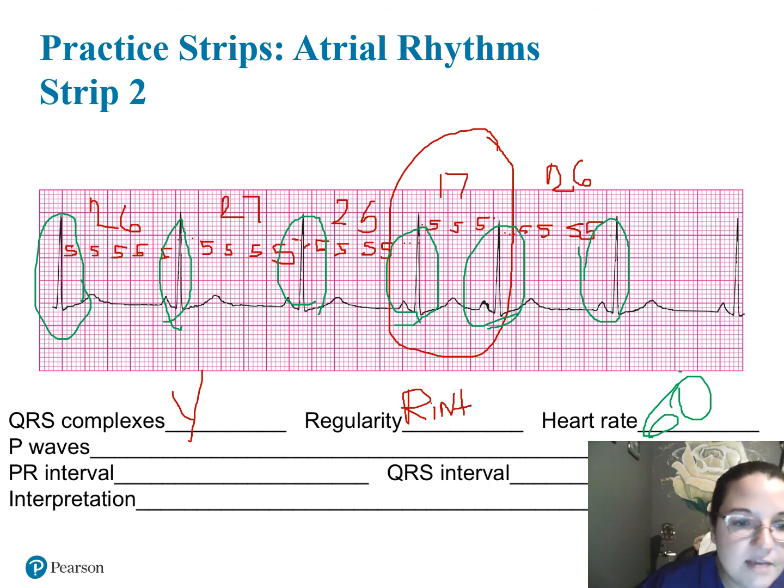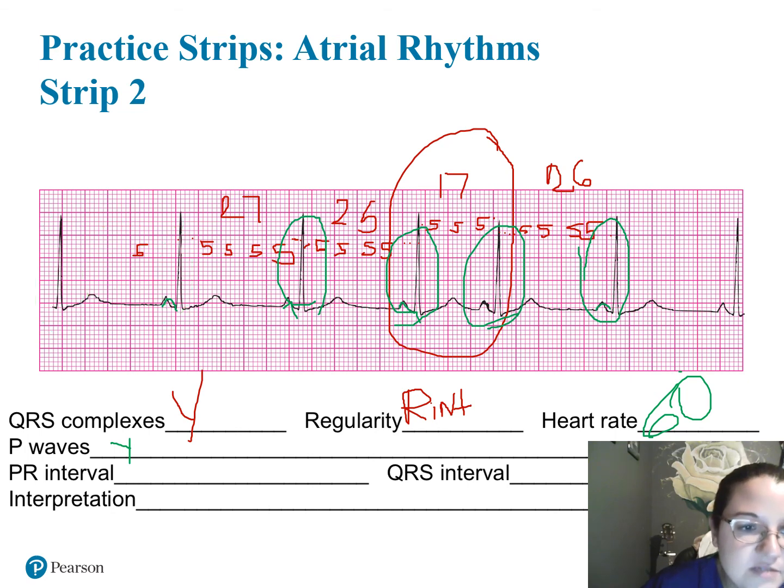My P waves, do I have them? Yes. Here's one. That looks like the first one. That looks like the first one. This one looks a little bit different. It's more rounded. It's not as pointy. But do I have P waves? Yes. Do I have one for every QRS? Yes. What is my PR interval?